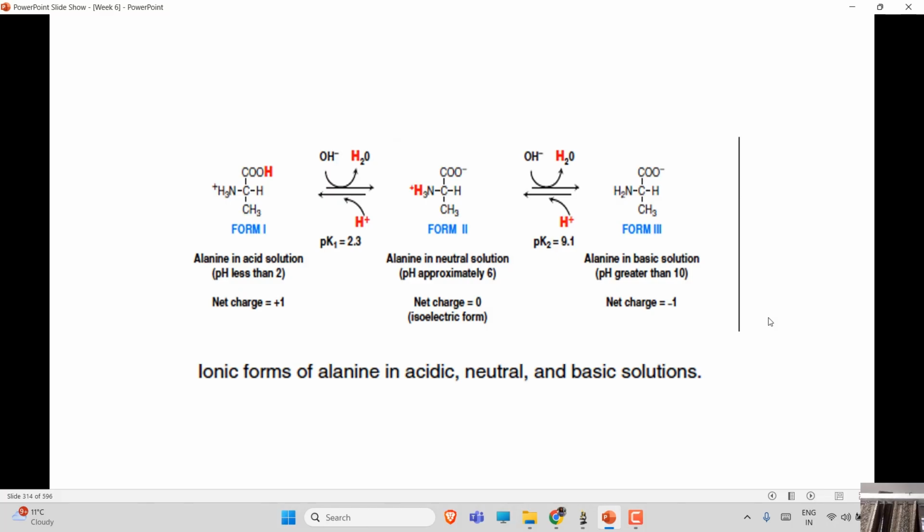These are the ionic forms of alanine in acidic, neutral and basic solutions. If you can see, alanine in acidic solution is at pH less than 2, and the net charge will be plus 1, right? Whereas alanine in neutral solution is at pH approximately 6 and the net charge will be 0. That's the isoelectric form because there is no net charge, so it's the zwitterionic form. Whereas in the case of alanine in basic solution, pH greater than 10, the net charge will be minus 1.